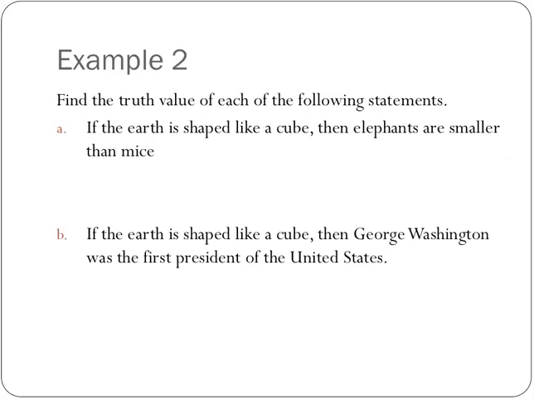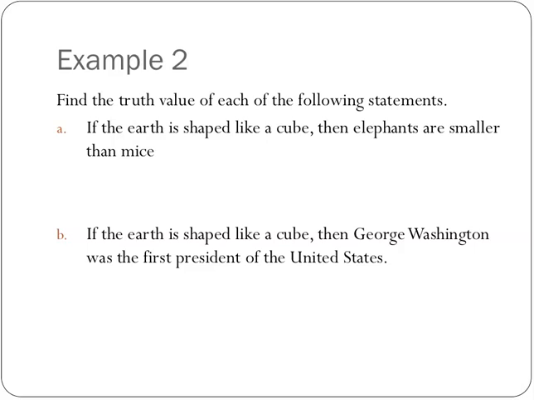All right, let's go on to example 2. Find the truth value of each of the following statements. If the earth is shaped like a cube, then elephants are smaller than mice. Okay, I know these are a little bit ridiculous. Hopefully it makes it a little bit more fun. But let's think about each statement on its own. So if the earth is shaped like a cube, is that statement true? The earth is shaped like a cube. No, that is false.